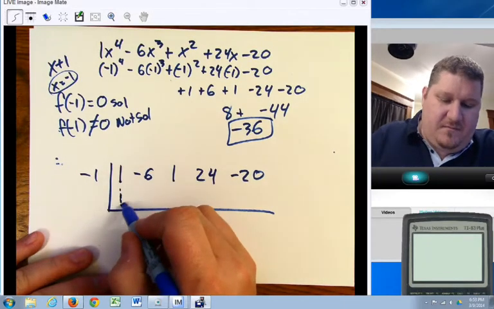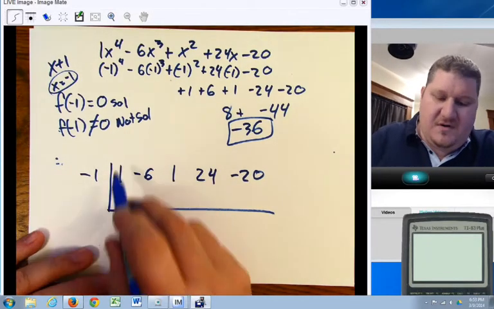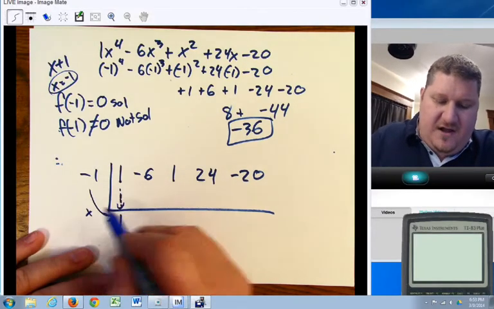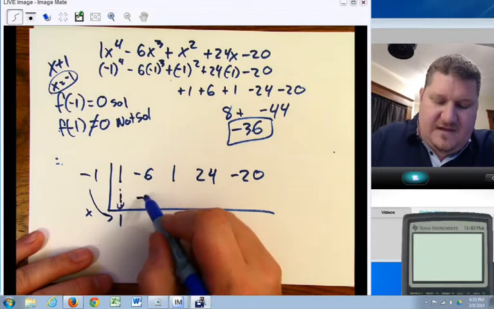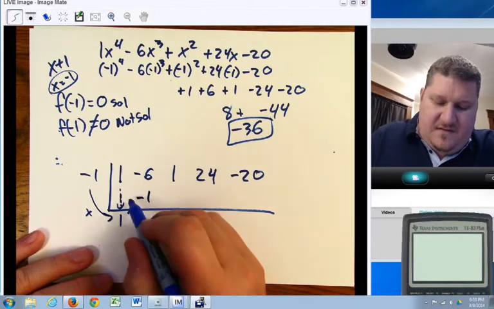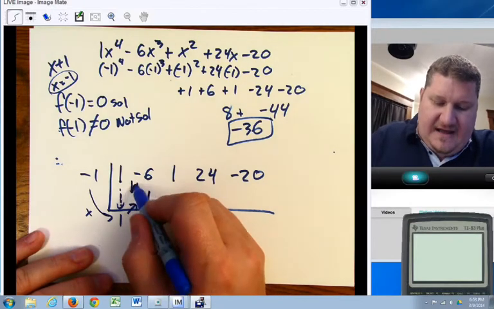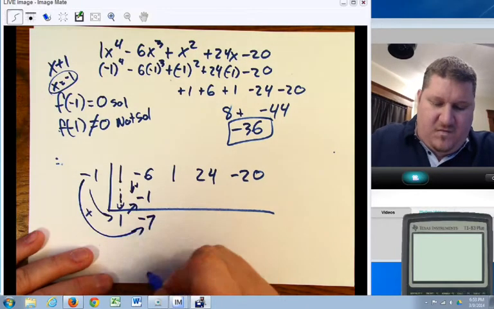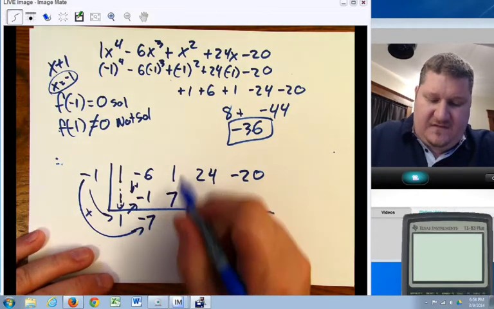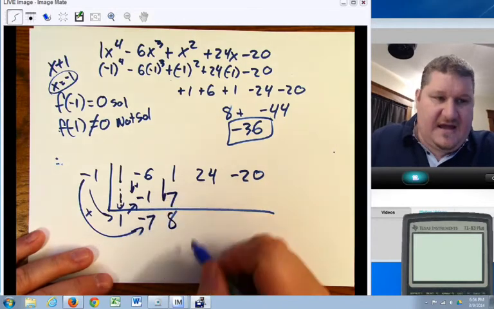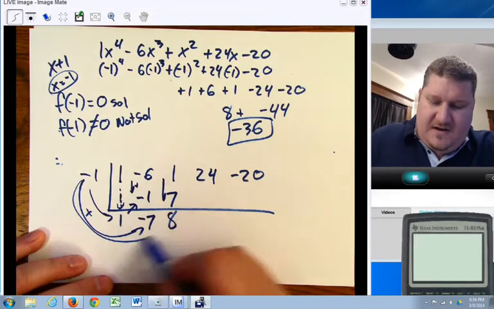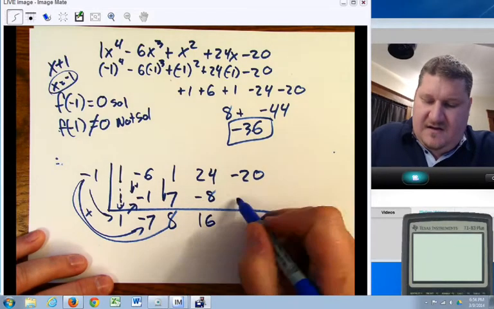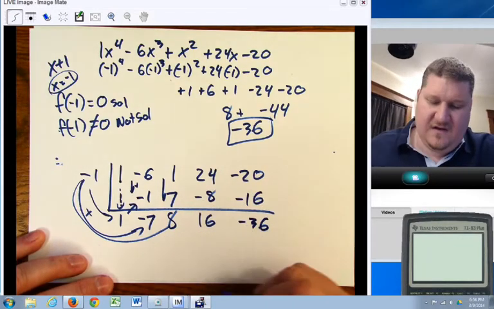Now, we're bringing down the 1. You always just drop down whatever number is there. Now we're going to multiply these two. Gives us negative 1. Then I'm going to add. So when I add it down, I get negative 7. Well, again, negative 1 times negative 7 is positive 7. Add it down, you get 8. Negative 1 times 8, you get negative 8. You get 16. You get negative 16, you get negative 36.